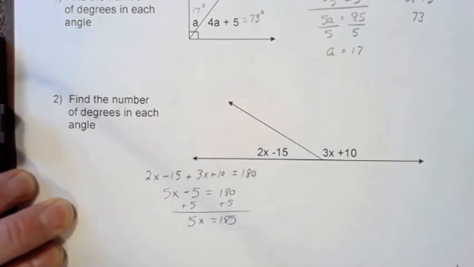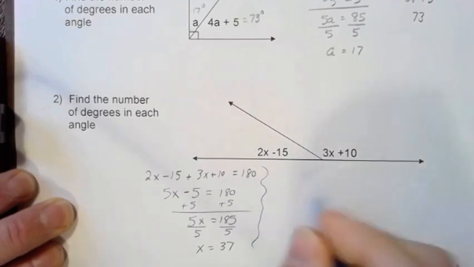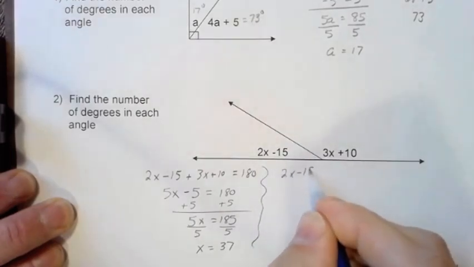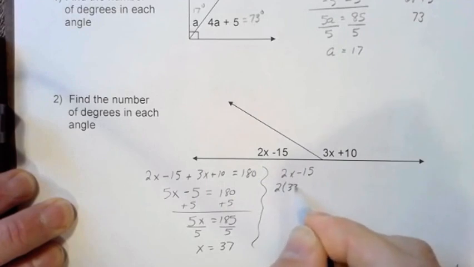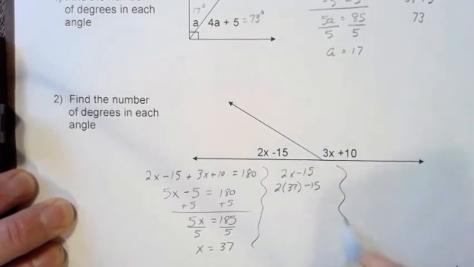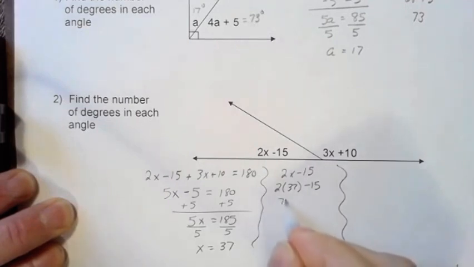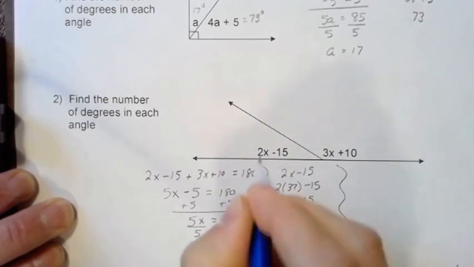And then I'm going to divide each side by 5. That means that x is going to equal 37. Notice neither of these angles is just labeled as x, so I have to substitute to get both of the measures. So if I have 2x minus 15, I'm going to substitute in 37 for x. And now I'm going to have to multiply first. 37 multiplied by 2 is 74. And then if you take 15 from that, you're left with 59.